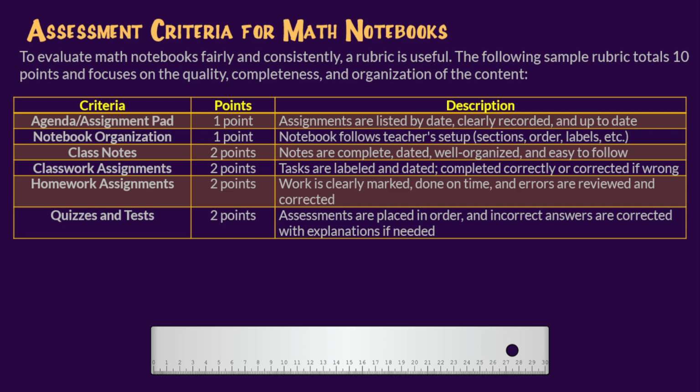In homework assignment, work is clearly marked, done on time, and errors are reviewed and corrected. That the teacher can give maximum 2 points. In quizzes and tests, assessments are placed in order and incorrect answers are corrected with explanations. That the teacher can give maximum 2 points.